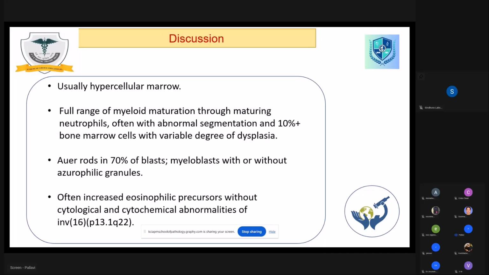Usually the bone marrow will be hypercellular with full range of myeloid maturation through maturing neutrophils, often with abnormal segmentation and more than 10% of the bone marrow cells with variable degree of dysplasia. Auer rods in 70% of the blasts will be seen. Myeloblasts with or without azurophilic granules will be seen. Often there are increased eosinophilic precursors without cytological and cytochemical abnormalities of inv(16)(p13.1q22).